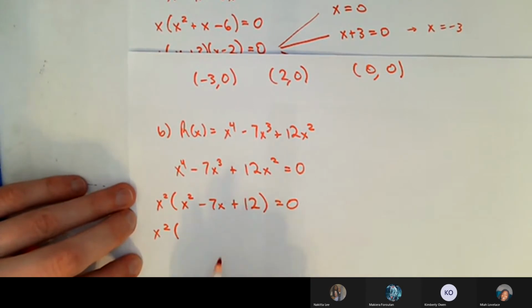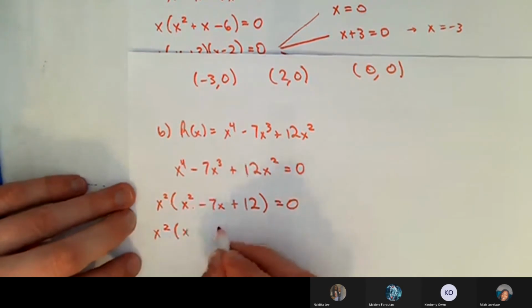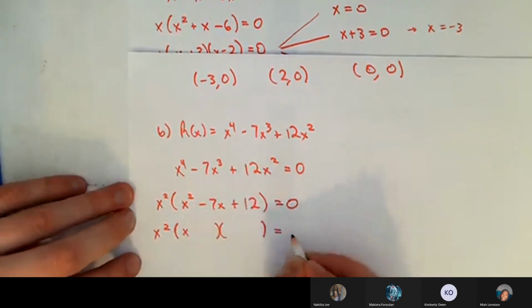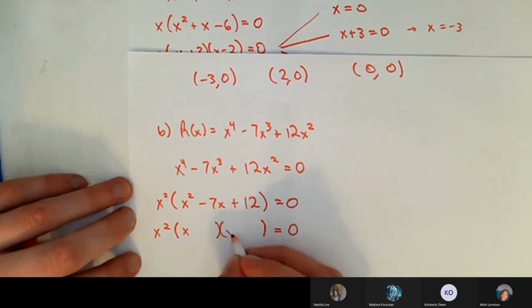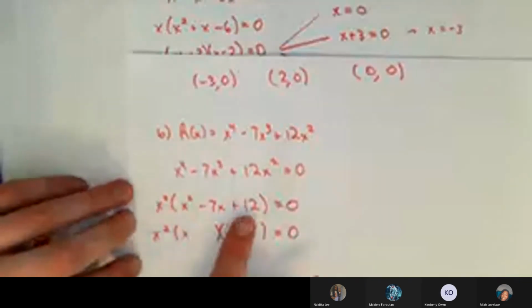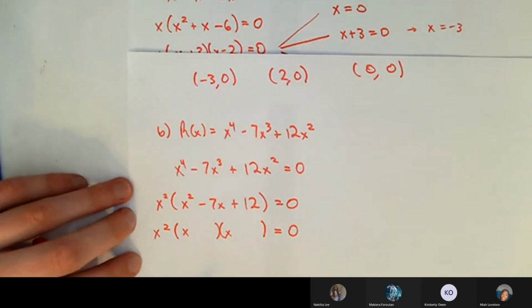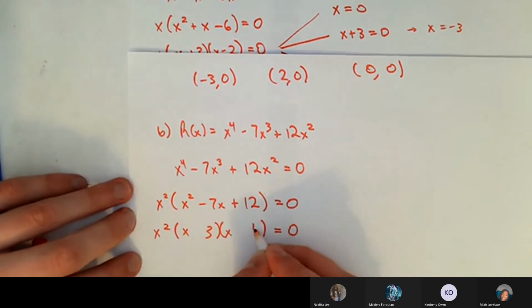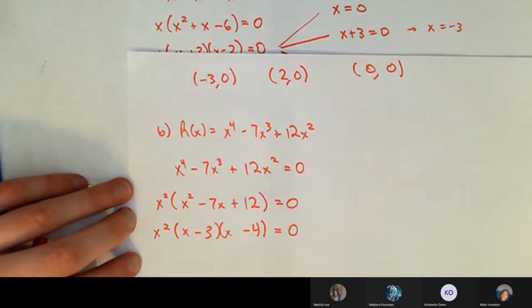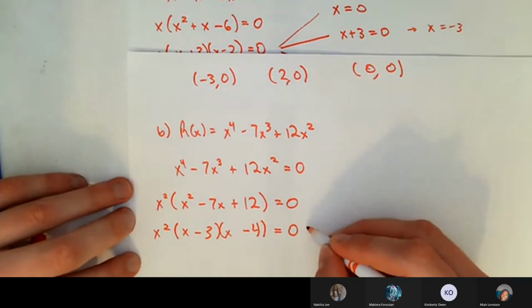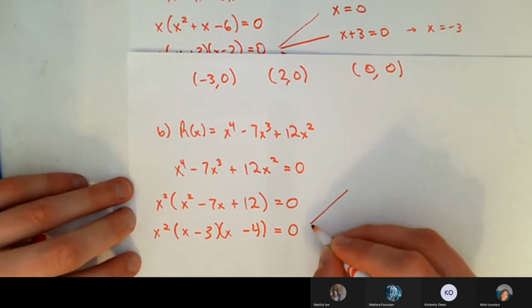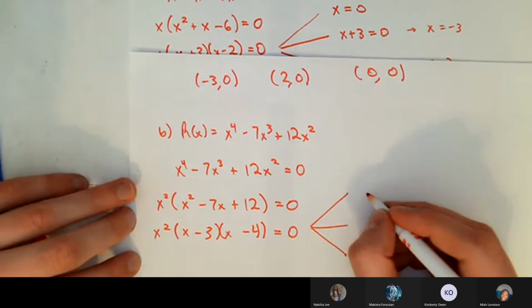I know I can factor this. Two numbers that multiply to give 12 and add to give -7. Well, let's see, what would that be? So here's my setup. Two numbers that multiply to give 12 and add to give -7. It's got to be a 3 and a 4, with both of them being negative. And then I set each of these factors equal to 0 individually.